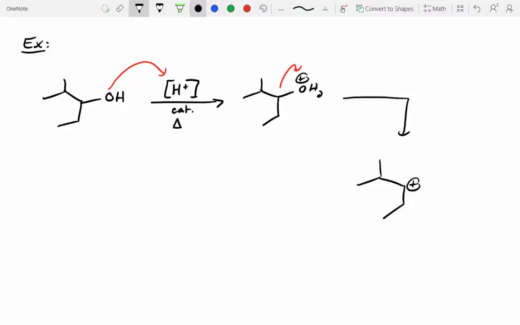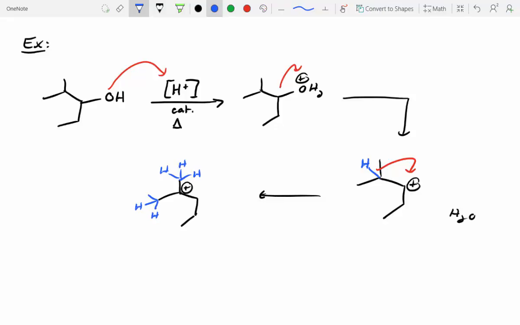Rearrange, right? So we've got a secondary carbocation, but we can do better. So let's go ahead and do a 1,2 hydride shift. And we've got water floating around still. So I'll do a hydride shift from here over to that secondary position. Why don't I do a methyl shift? Yeah, it wouldn't change anything, right? We go from secondary to secondary. You don't do rearrangements unless you form a more stable carbocation. Okay, so now I've got this tertiary carbocation.